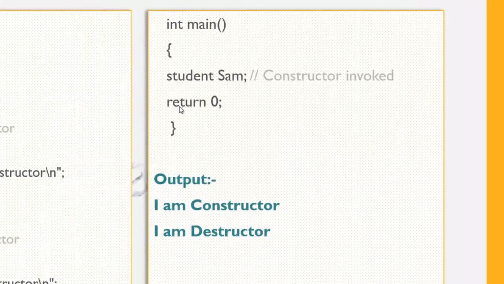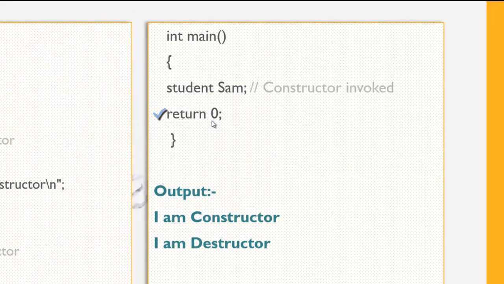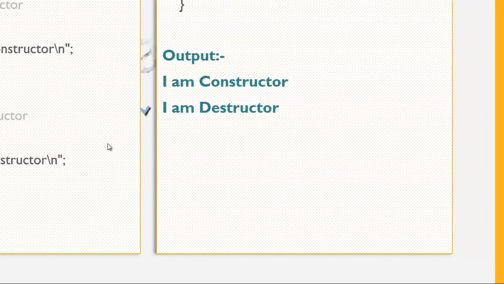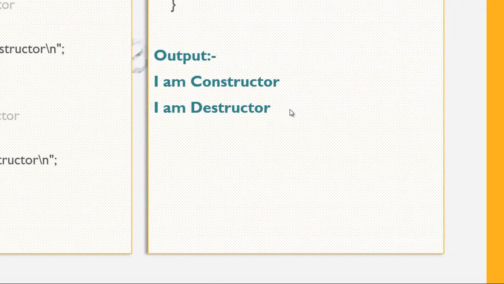Let's go to the main. The next statement is return 0. The program ends there. Here the scope of the object Sam ends, so the destructor is called automatically. The cout statement given in this destructor works and I am destructor is displayed at the output terminal. So this is a simple example of destructor.